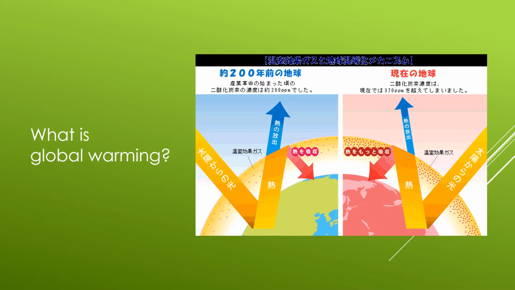This is a figure that shows the mechanism of global warming. Now, the Earth absorbs more heat than 200 years ago, so the temperature is rising.